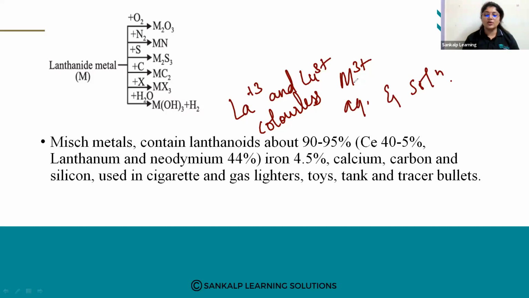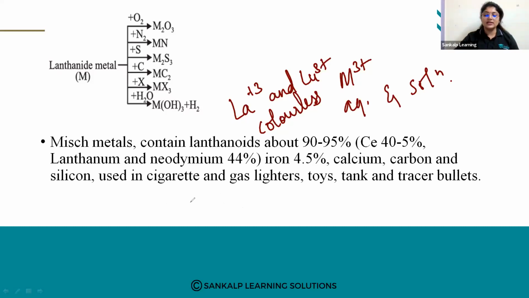Why are they colored? It is due to the presence of unpaired f electrons. Most of the lanthanoid ions are colored due to unpaired f electrons, that is f-f transition. Understood?